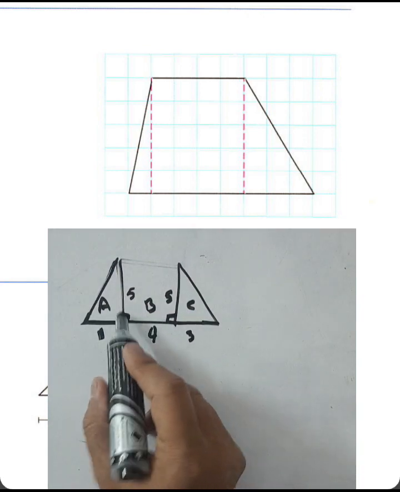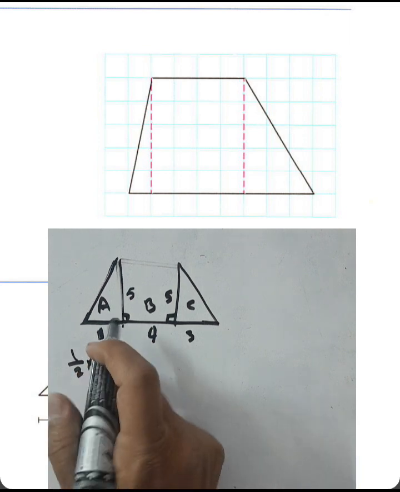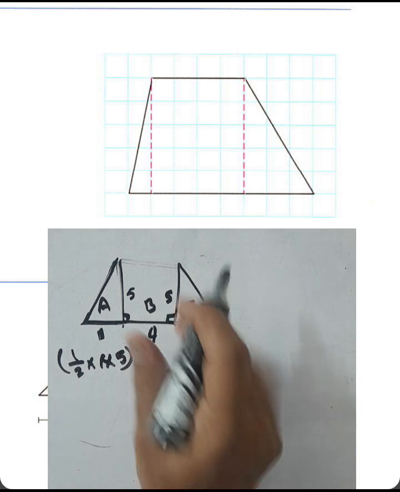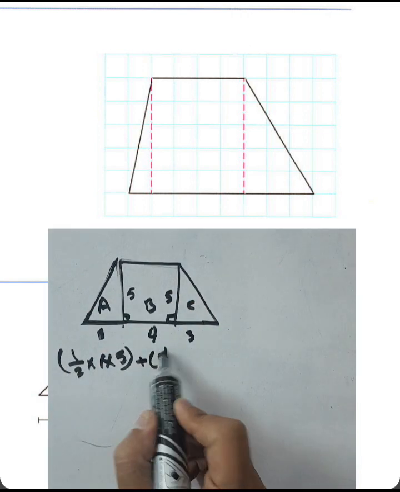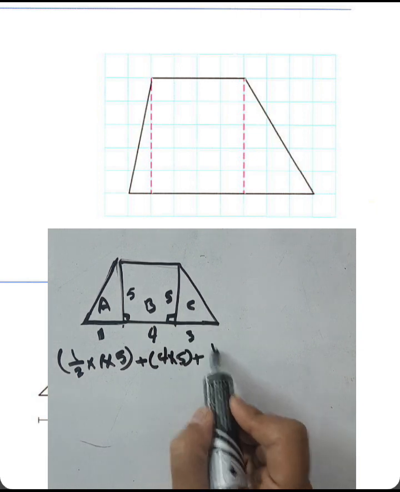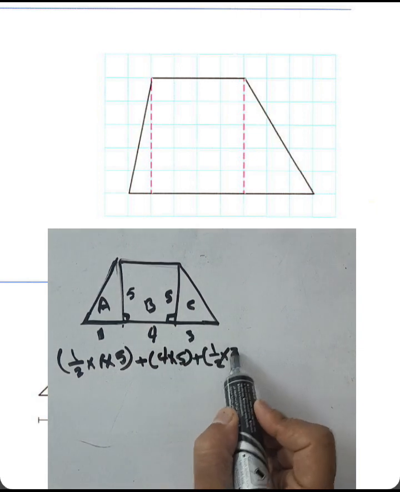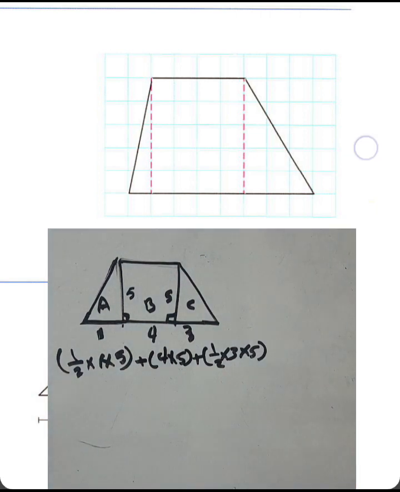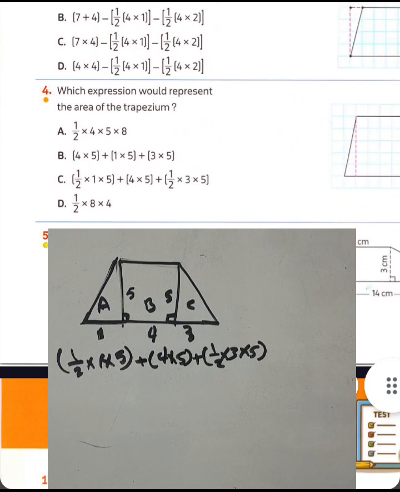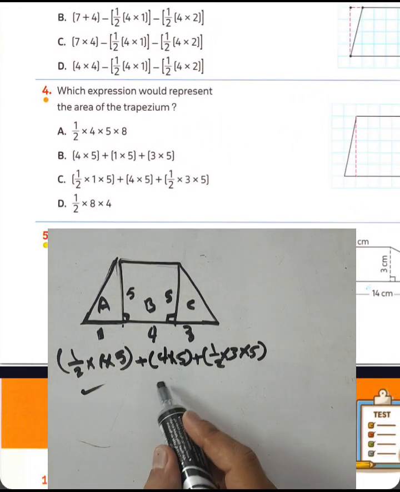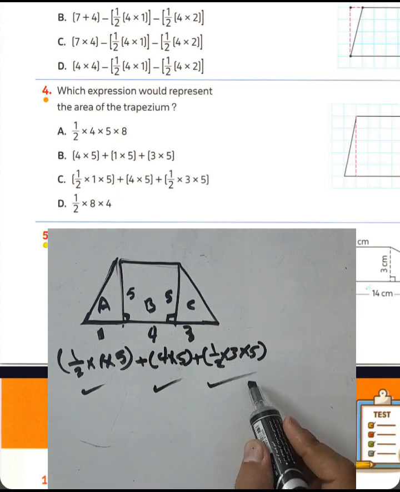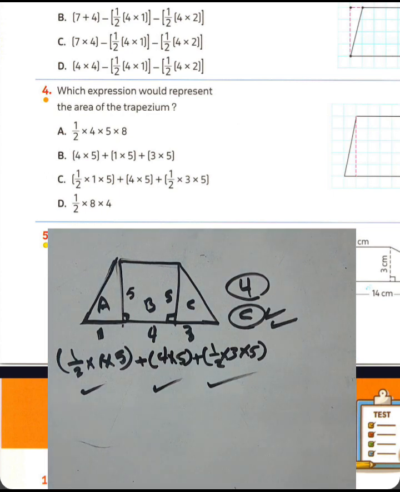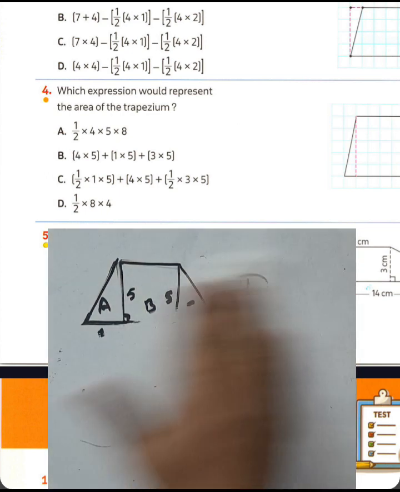Area 1 will be half times the base 1 times the height. And area 2 is a rectangle, length times width, 4 times 5. And the area of this triangle will be half times the base times the height. So the solution will be half times 1 times 5, plus 4 times 5, plus half times 3 times 5. It will be letter C. You must choose letter C for question number 4. That is the result of this example.